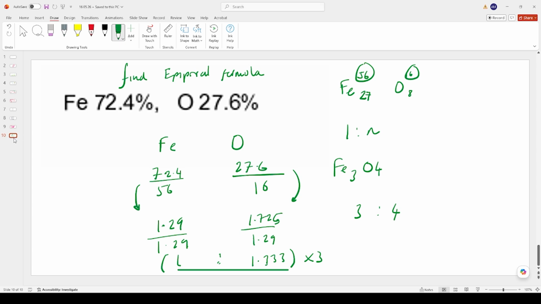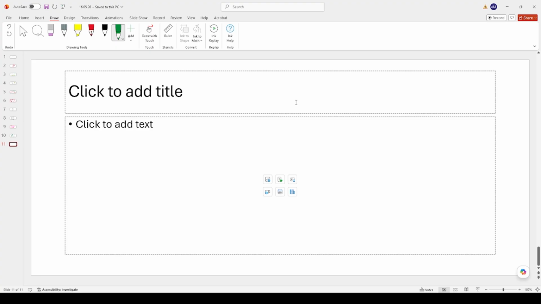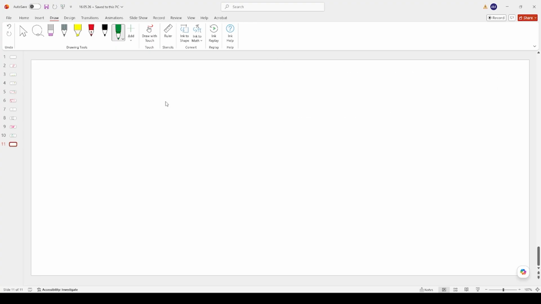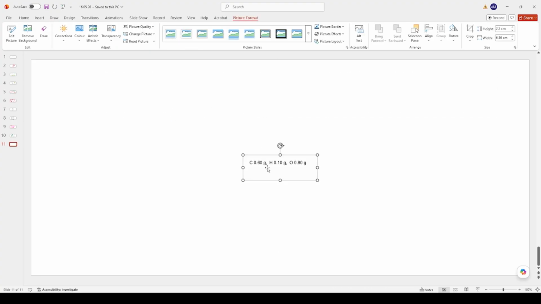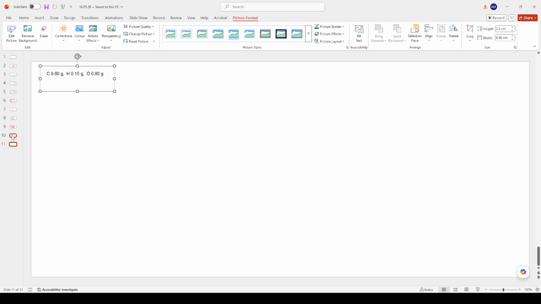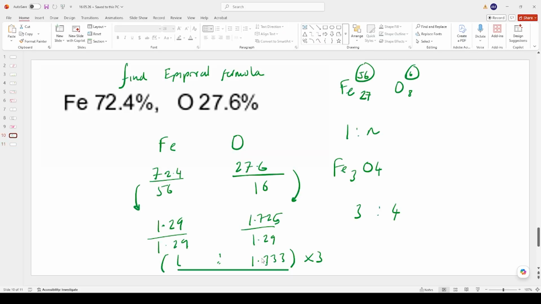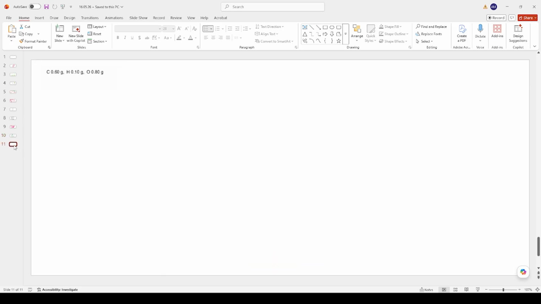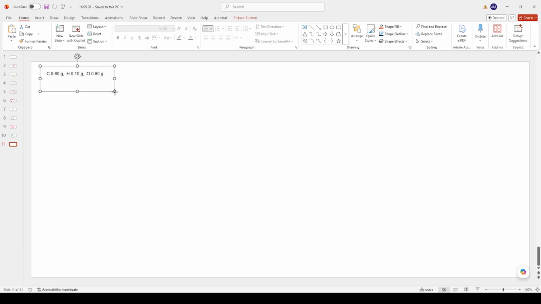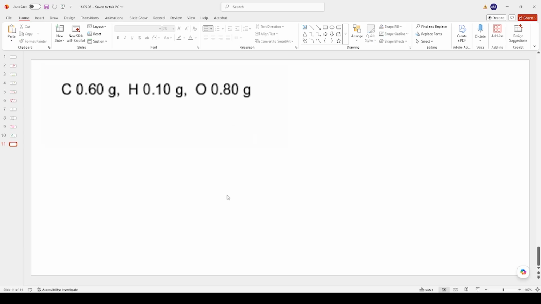So this could have been like a different number of electrons. Basically, I'm trying to make that a whole number. Like, what can I do to 1.33 to turn it into a whole number? If I times it by 3, I get 4. I want a whole number. Let's go. So Fe3O4, correct.